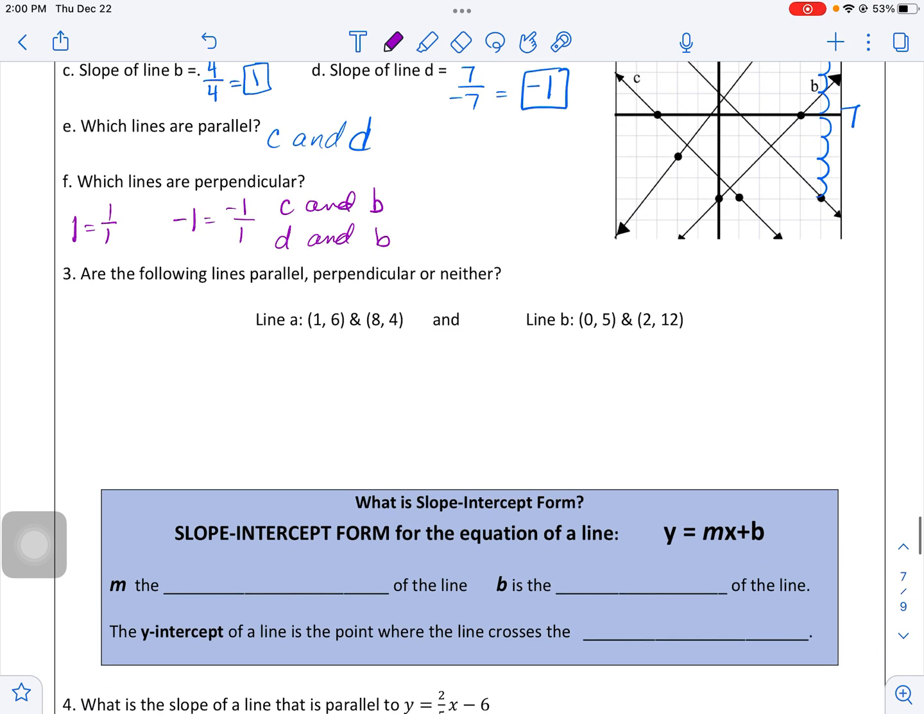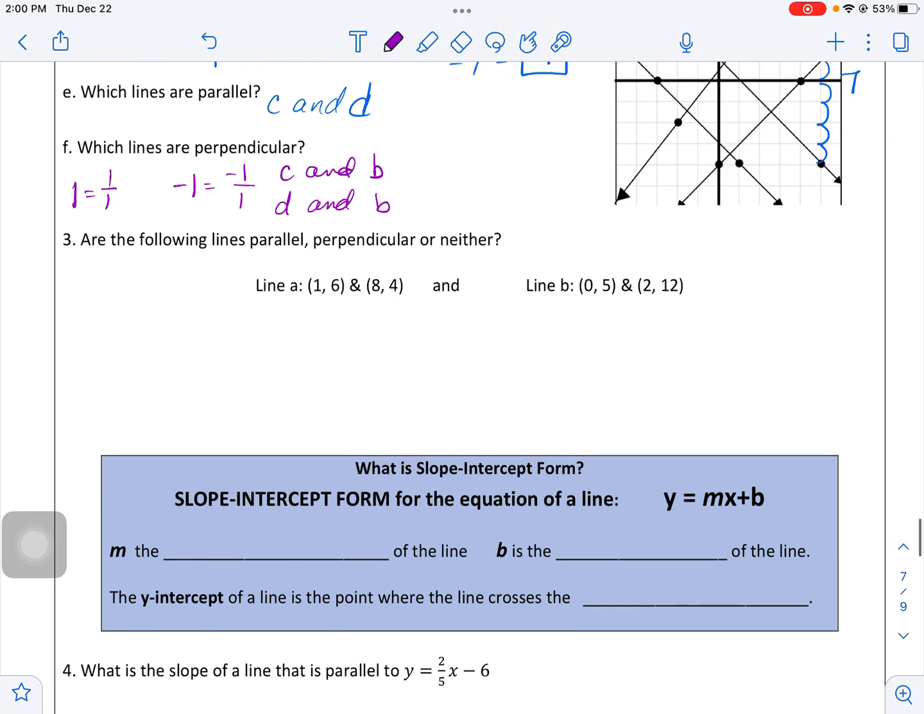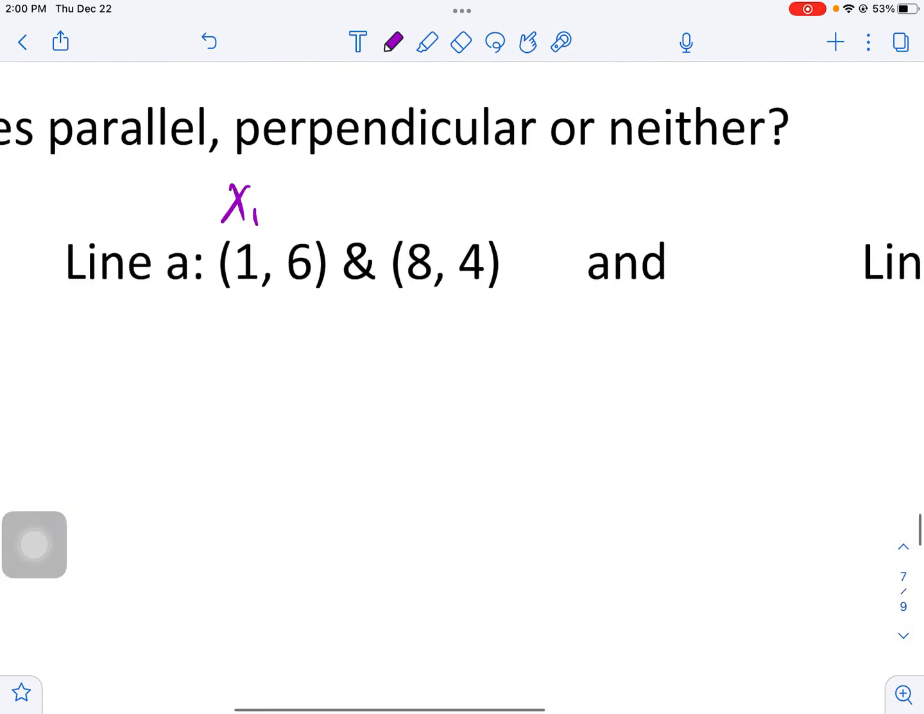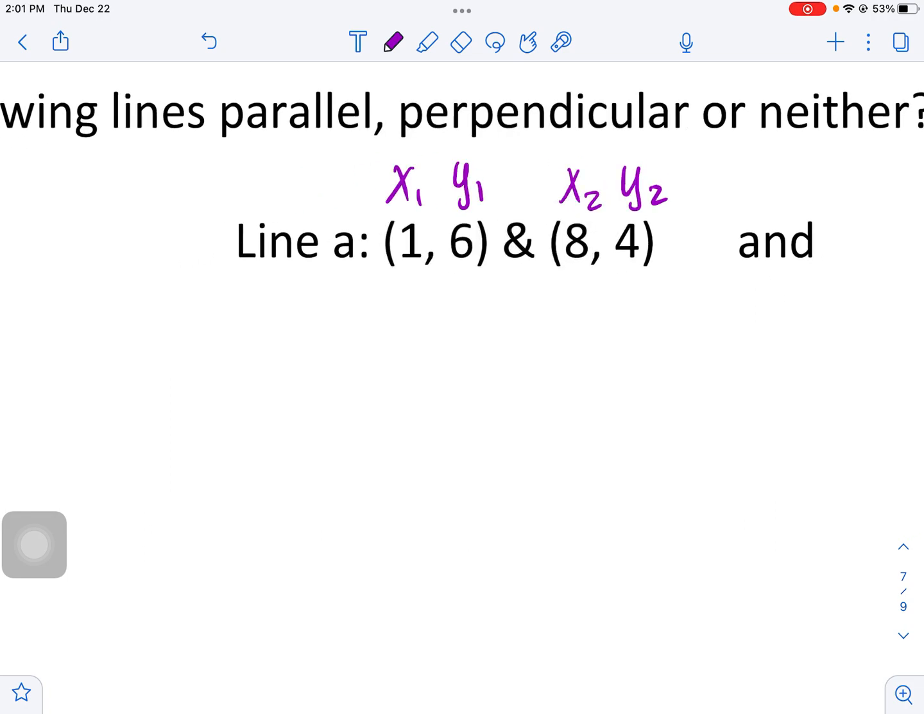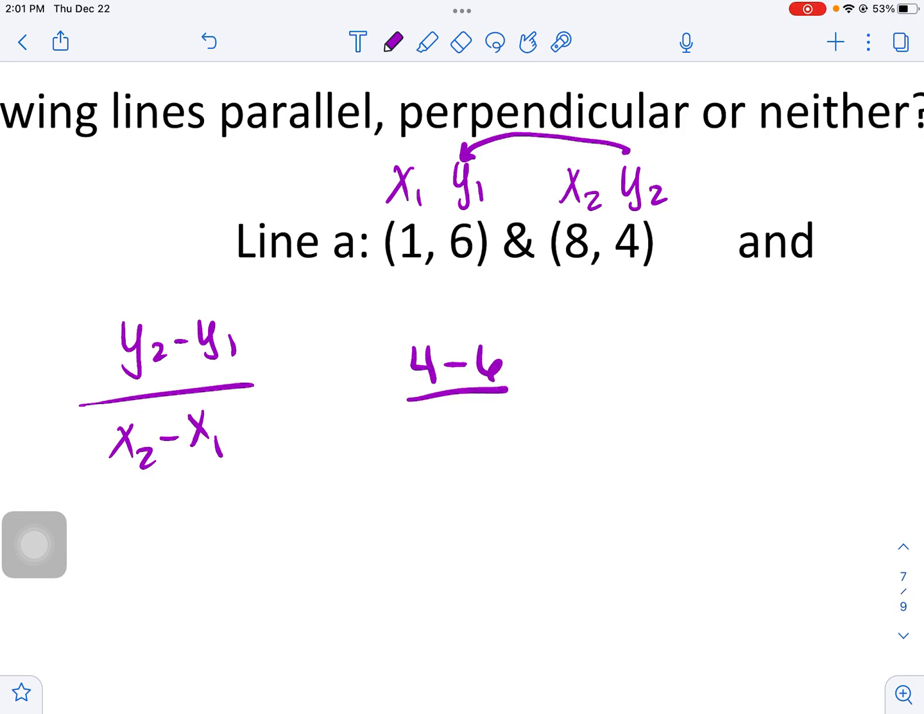Are the following lines parallel, perpendicular, or neither? So I see 2 points. We have to figure out what the slope is. So I have x1, y1, x2, y2. Now we'll use our slope formula, y2 minus y1 over x2 minus x1, and we're going to take this guy minus that guy. So 4 minus 6, and we're going to take this guy minus that guy, 8 minus 1. So my numerator, 4 minus 6 is negative 2, and 8 minus 1 is 7. So the slope of line A is negative 2 sevenths.